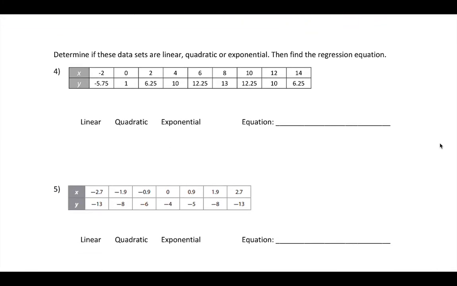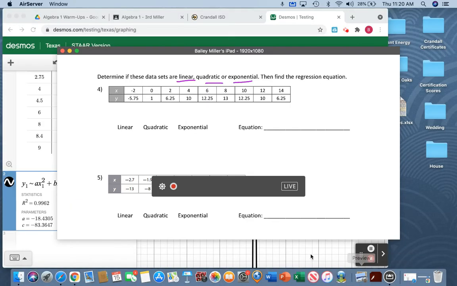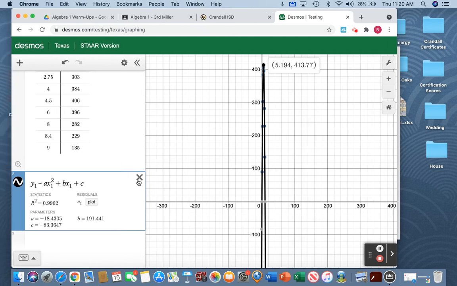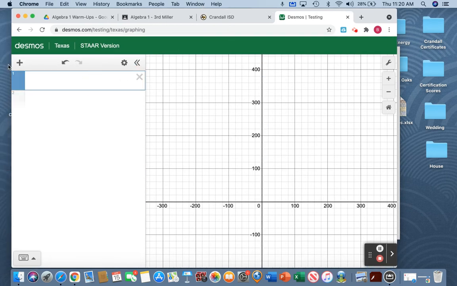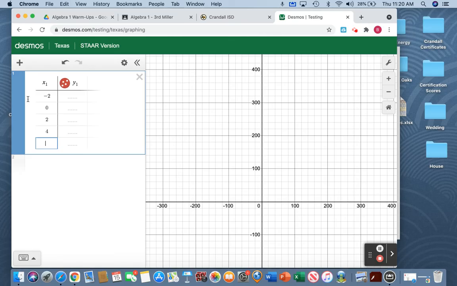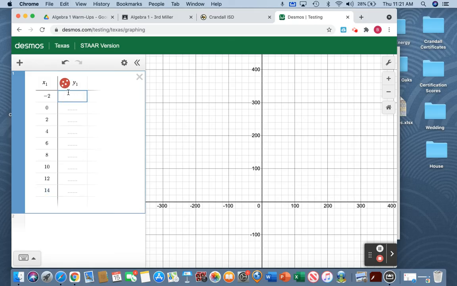Okay, here's what you're going to have to do. You're going to have to figure out if it's linear, quadratic, or exponential. And here's how you're going to figure out which one. You're going to plug all this data into a Desmos table. I know, it's so fun. We're going to have -2, 0, 2, 4, 6, 8, 10, 12, and 14.